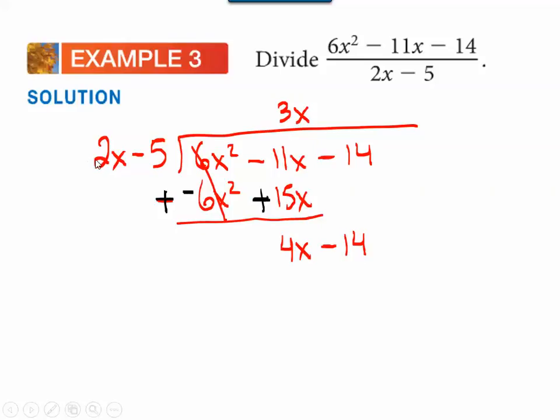Alright, 2x times what gives you 4x? 2. So when you put up 2, don't forget to put a little plus sign right here, because you have a positive number, you're still adding to the 3x that's already there. So 2 times 2x is 4x. 2 times negative 5 is a negative 10. Subtract, or add the opposite. So negative 14 and a positive 10? Negative 4. Negative 4 is good.